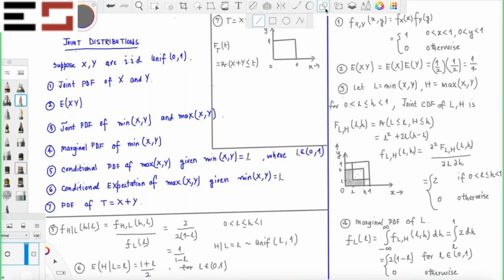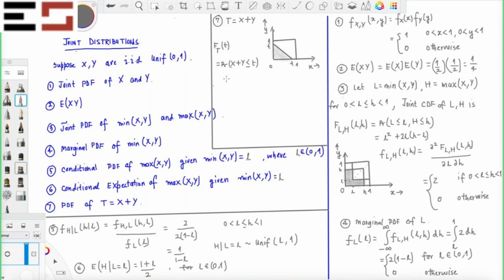Okay, so notice that if t is less than 1, then this is how it's going to look. t is between 0 and 1. So basically, if t is between 0 and 1, this is how this line will look. This is the line x plus y equal to t. So I need to integrate the joint density of x and y over this triangle.